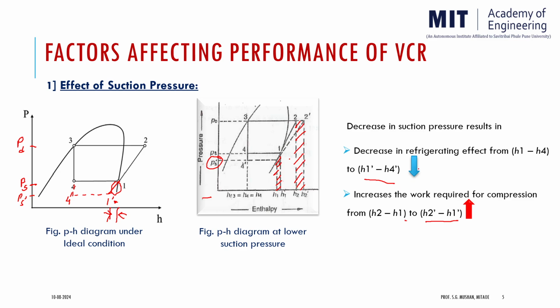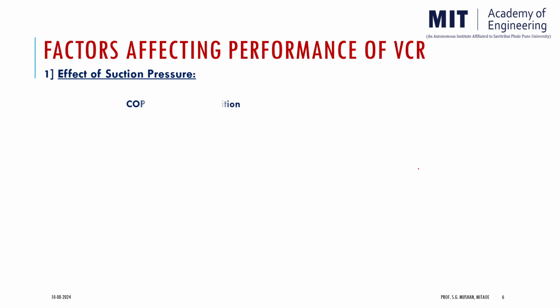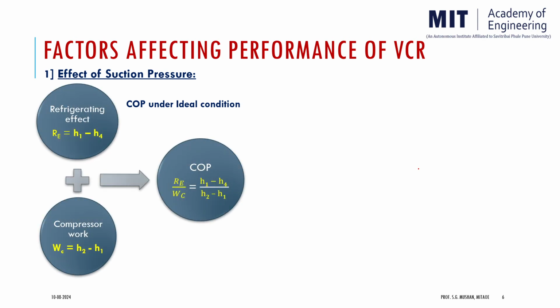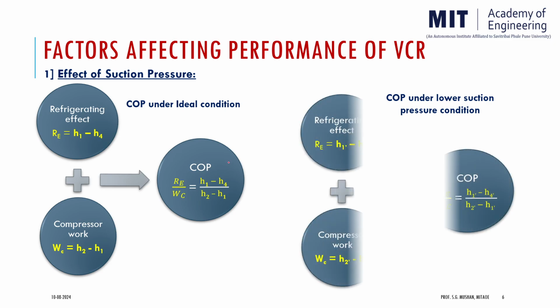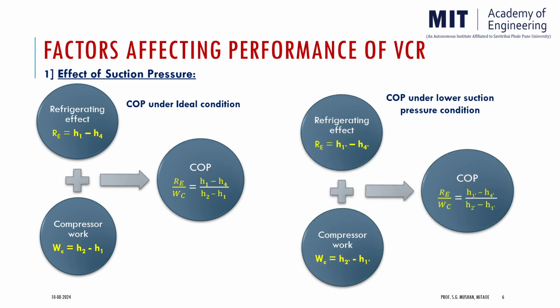Now, once we understand these effects, let's identify the effect on the performance. As we know, the COP equation for any refrigeration system is net refrigerating effect upon compressor work. So this is an ideal equation. Now when we apply our condition, that is lower suction pressure, the equation will change to H1 dash minus H4 dash divided by H2 dash minus H1 dash, where H1 dash minus H4 dash is found to be lower than H1 minus H4, and at the same time H2 dash minus H1 dash is found to be higher than H2 minus H1.